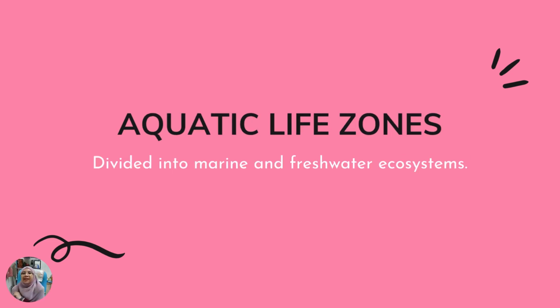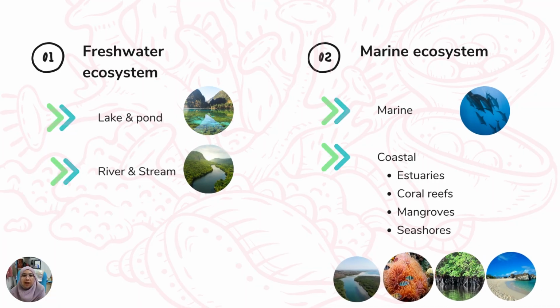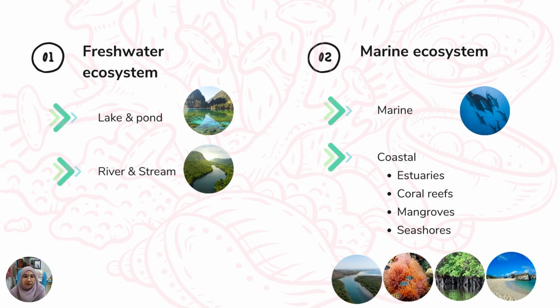Hi guys, in this video we will learn about aquatic life zones. Aquatic life is divided into marine and freshwater ecosystems. Examples of freshwater ecosystems are lakes and ponds, rivers and streams, whereas the marine ecosystem can be divided into marine and also coastal. Estuaries, coral reefs, mangroves and seashores are examples of coastal ecosystems.